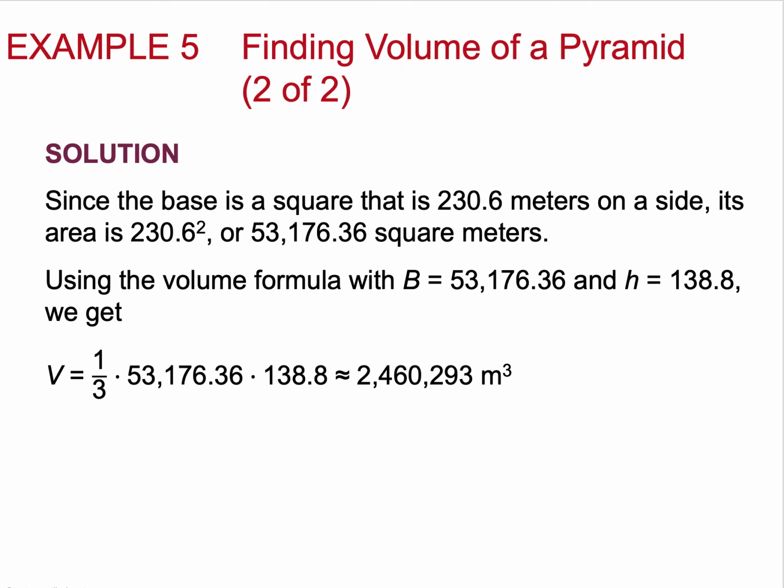To find the area of the base, since it's a square, the area of a square is the side squared. So I'm going to square 230.6, and that's going to yield 53,176.36. Then from there, I'm going to do 1/3 times that area times the height of 138 to get my cubic meters.